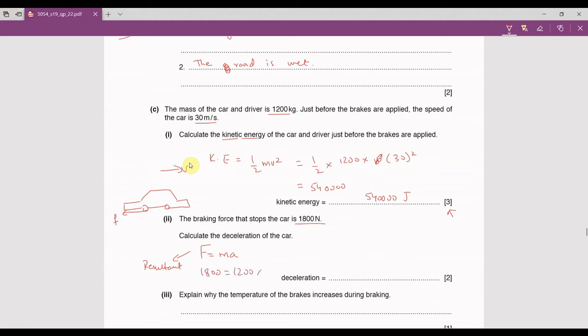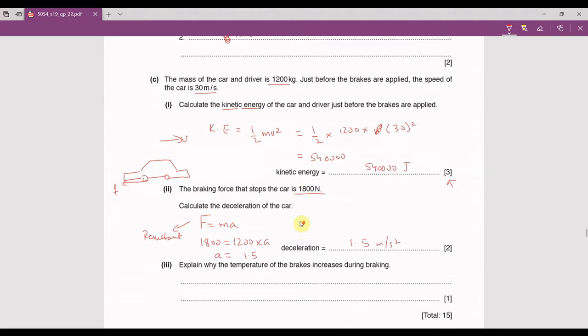We know the mass. All we need to do is calculate the acceleration, which is going to be 1.5. So you mention your deceleration or your acceleration, you can say 1.5 meters per second square. You don't have to include the negative sign, doesn't matter.